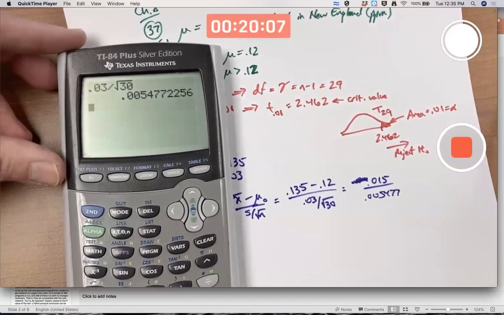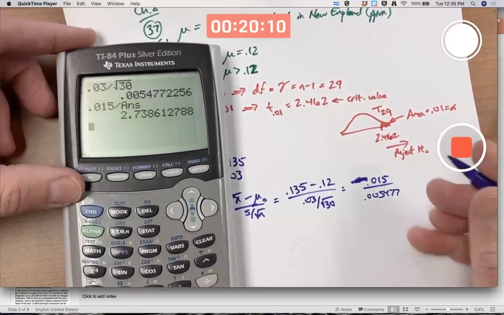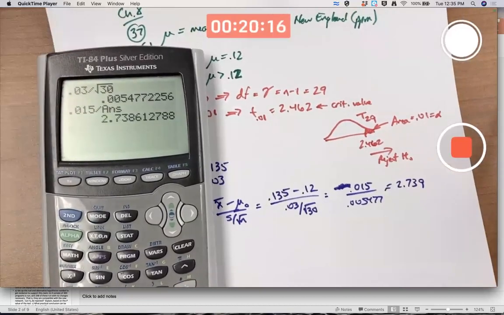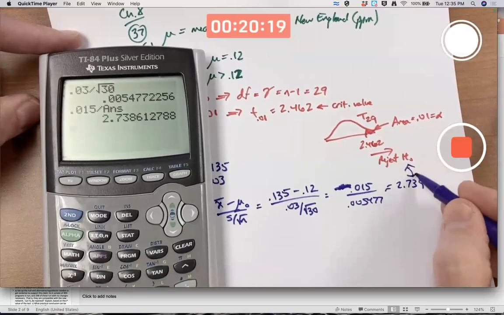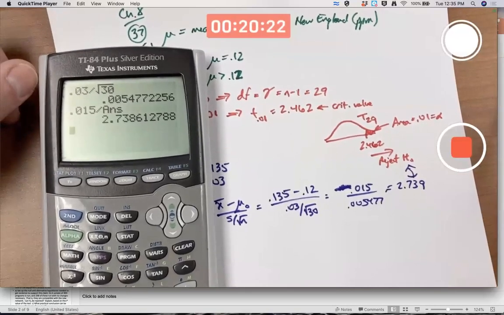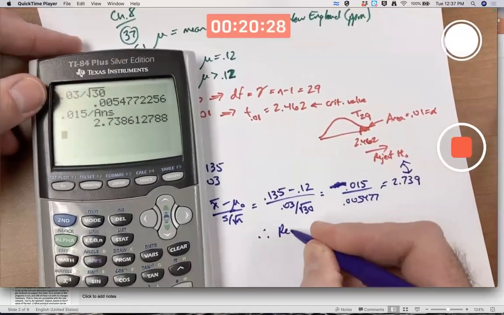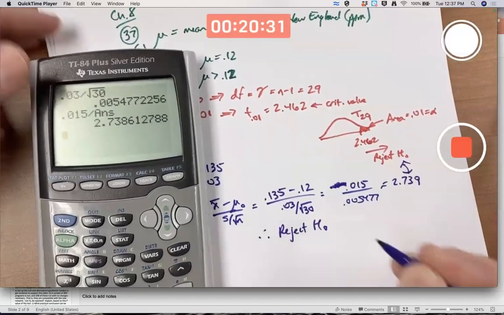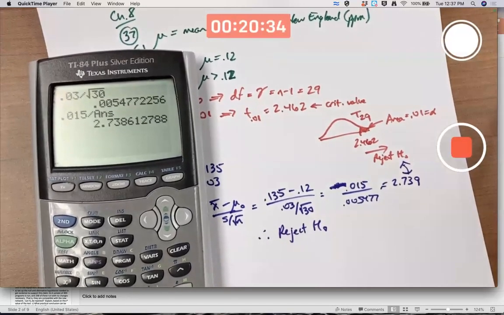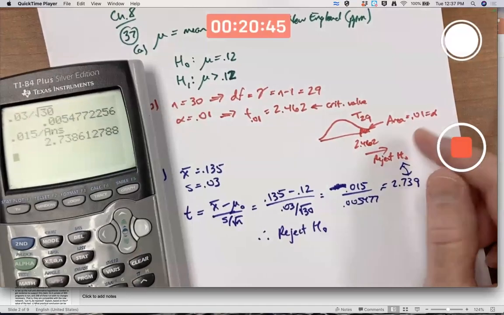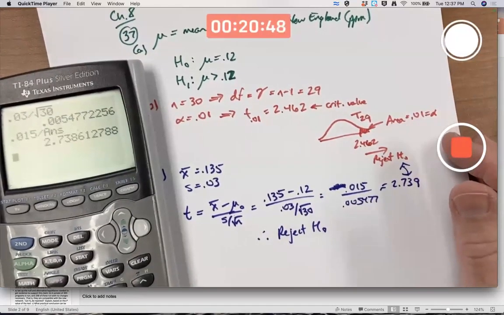Anyway, take 0.015 and divide by this, and we get about 2.739. That is in the rejection region. We reject the null. Therefore, reject the null. Right, this is extreme. We have observed an extreme t statistic, extreme enough to be in the rejection or, again, critical region. People use both terms.